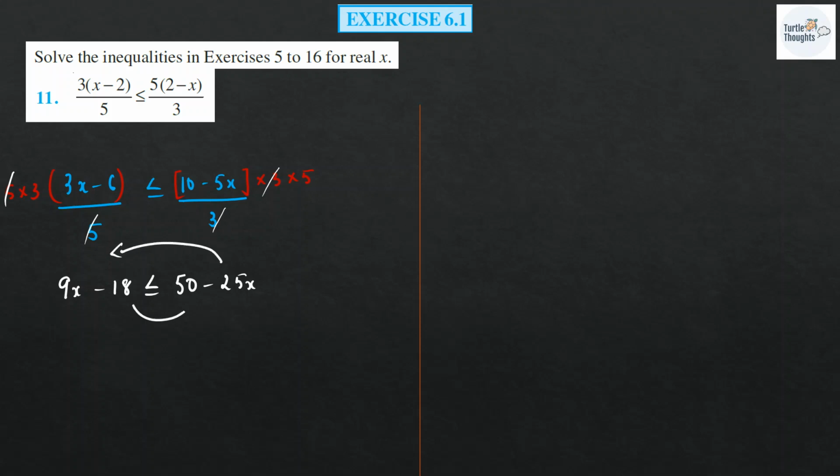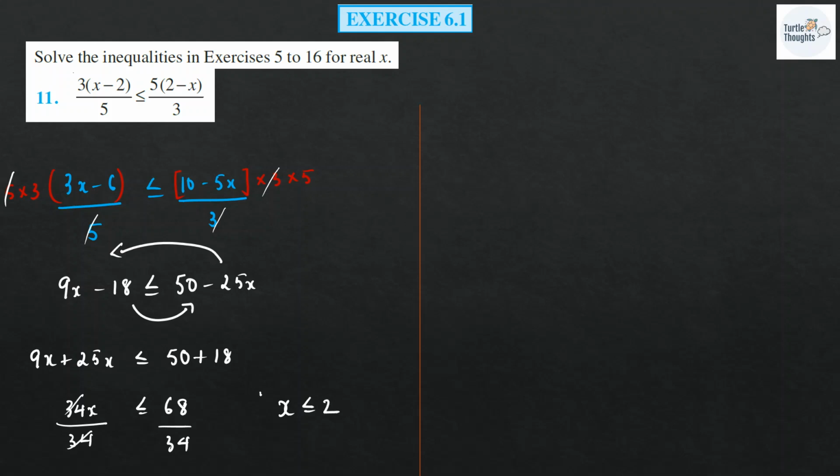I will bring this over here. I will transfer this over here. So it is going to be 9x plus 25x, which is going to be less than or equal to 50 plus 18. Yes, what is 50 plus 18? 50 plus 18 is going to be 68, and here it is going to be 34x. I will start by dividing both sides by 34. Right, when I divide both sides by 34, I'll be getting the value of x, which is going to be less than or equal to, this is going to be the solution.